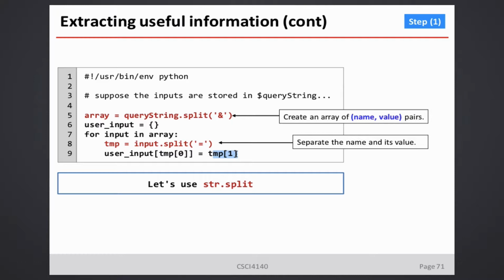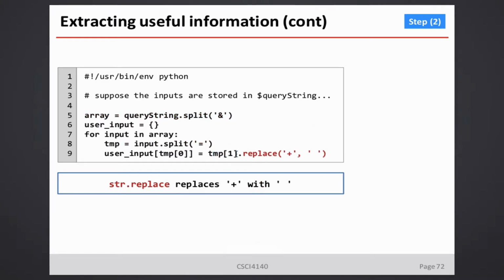What is that? I put the matching pair into the dictionary. It seems that all things are done, so powerful, right? No, it's not done. What's missing? You have to replace. If it is a CGI input, it will have a plus sign. Every plus sign is originally a space.